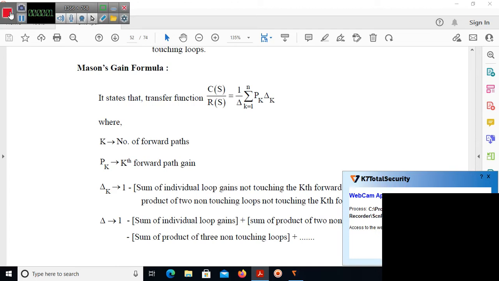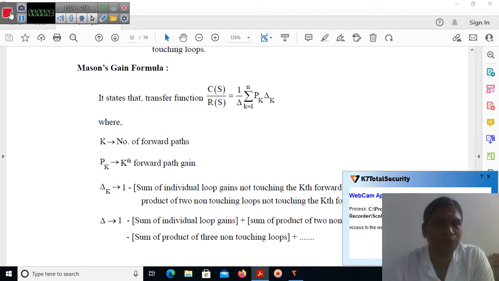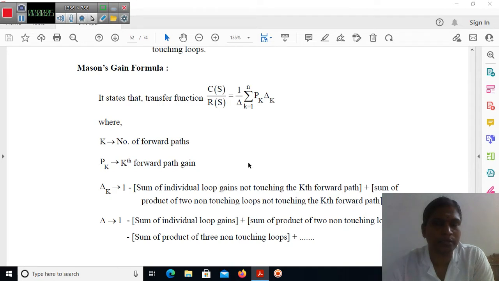Hello everyone. Today we are going to see about signal flow graph problems. By using a signal flow graph, we have to find out the transfer function of the system. What is Mason's gain formula?